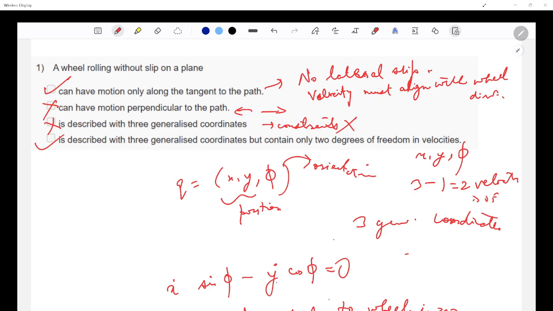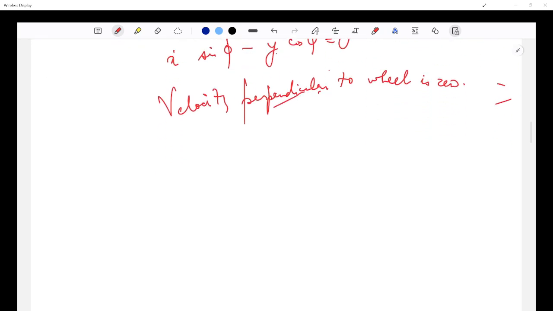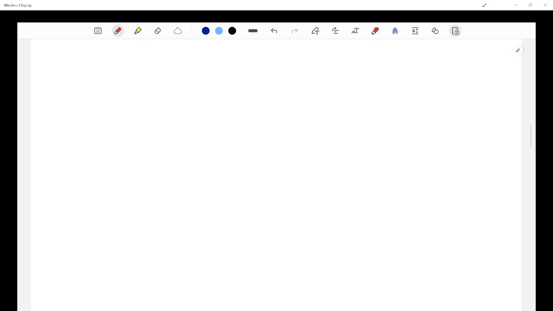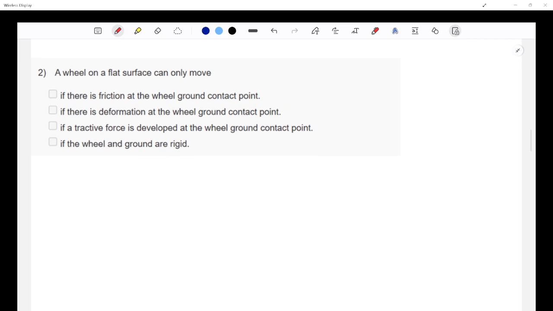So whenever you see rolling without slip, that means there is no sideways motion, only tangent motion. Non-holonomic constraint is there, and degree of freedom reduces in velocity and not configuration. So the wheel can point anywhere in 3 degrees of freedom but can only move forward or backward. It just has 2 velocity degrees of freedom. Alright. So first and fourth are the correct options.